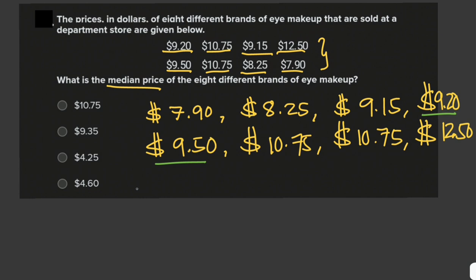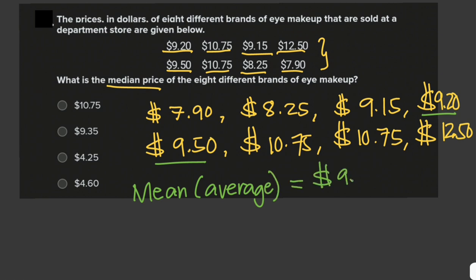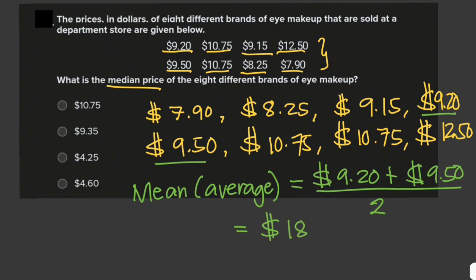All we have to do is get the mean or average of the two values, which means we add up $9.20 and $9.5 and divide it by 2. So 9.20 plus 9.50 is just equal to 18.70, divided by 2. Then we get the median, which is equal to $9.35. So the answer here is this one.